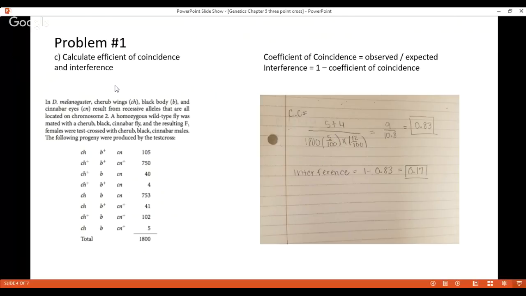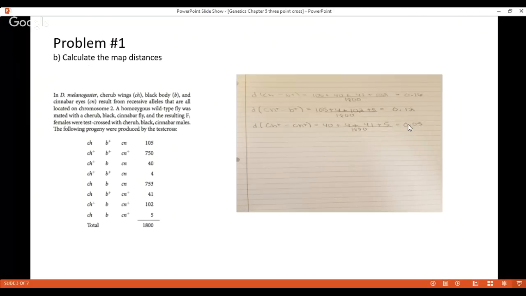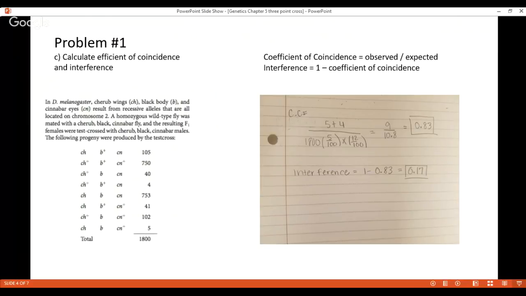Next, we're going to calculate the coefficient of coincidence and interference using this same progeny. The coefficient of coincidence is observed over expected. We find the observed numbers with these really small ones right here, 5 and 4. And then our expected, we do the total times, and if you look back here, times this decimal, which is really 5/100ths and 12/100 right there, because they are the smaller of the three. So we get this right here.